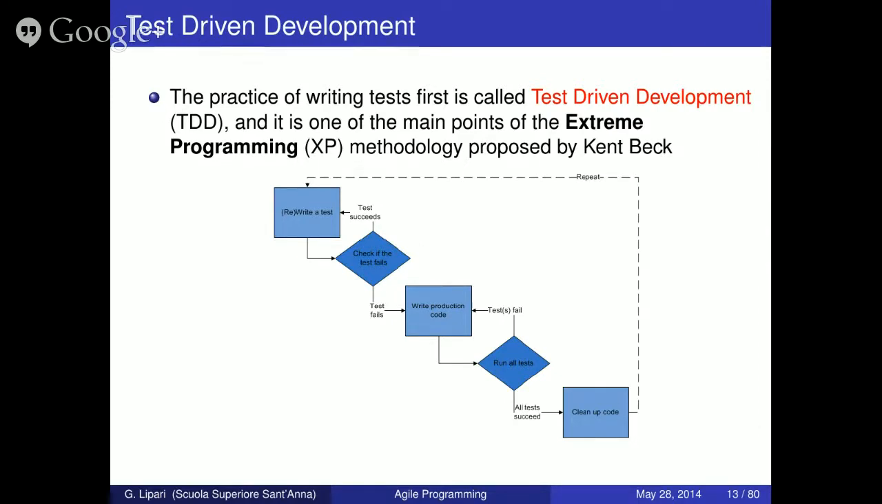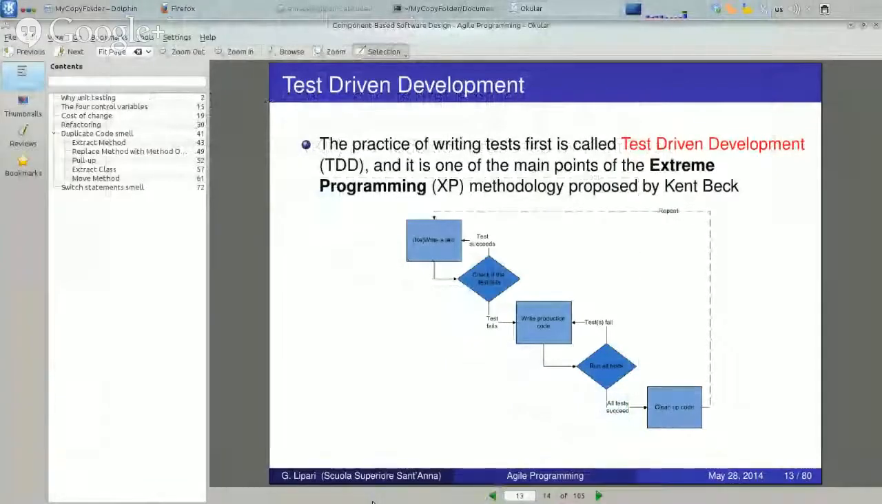You start implementing, and you continue implementing and running the test, implementing and running the test, while the test fails. When all tests succeed, you clean up the code and you repeat. You start writing new tests for new pieces of software, and then you, of course, compile, check if tests fail, and continue like that. So it's a cycle in which you start with a test, and after that you write production code.